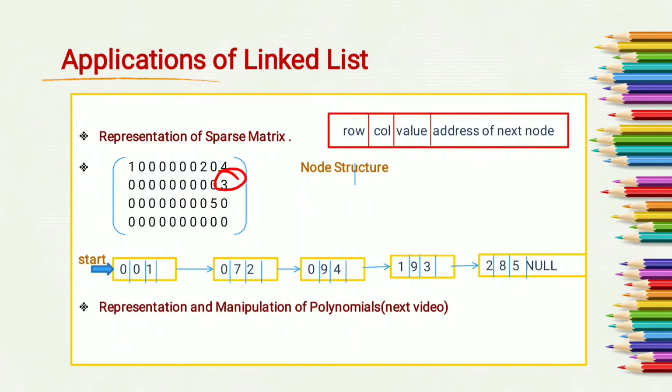Next non-zero value is 3, which is stored in first row and 9th column. So we write 1, 9, 3. Next non-zero value is this, which is stored in second row and 8th column. So we write 2, 8, 5. As no other non-zero value is present in the sparse matrix, we write null in the link field or address field of this node. This represents there is no other non-zero value available in the sparse matrix. So we only have to create 5 nodes to store this sparse matrix.